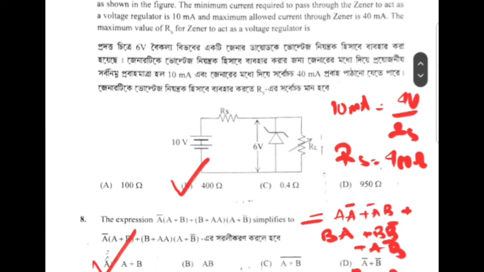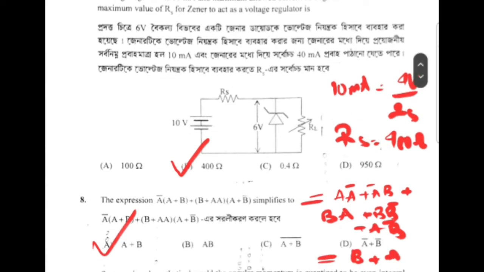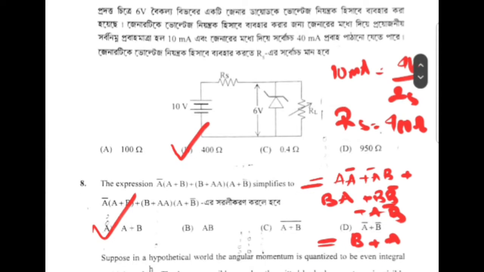Question number 8, the expression A bar dot A into A plus B plus A dot A into A plus B bar. If we simplify it, we will get A bar plus A bar B plus BA plus B bar B bar plus AB bar. From here take common B and take common A, you will get B into A bar plus A and A into B bar plus 1. So from there everything will cancel out and we'll get B plus A as the correct option, or A plus B.